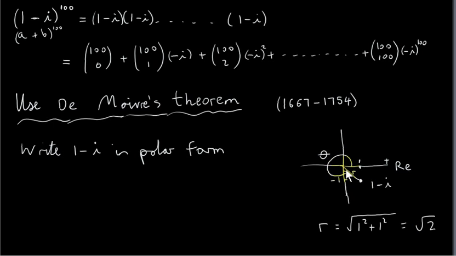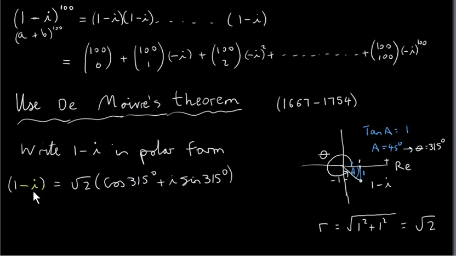Now what about theta? Well, to find theta, we could start by finding the acute angle a, which is in this right angle triangle. We see the side opposite a is 1, the side adjacent to a is also 1. So we see that tan of a is 1 divided by 1, which is 1. That means a is 45 degrees. If a is 45 degrees, it means that theta is 315 degrees.